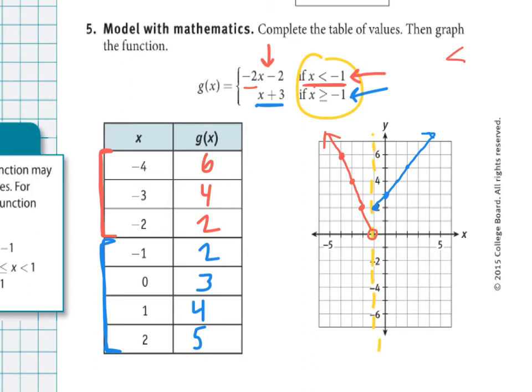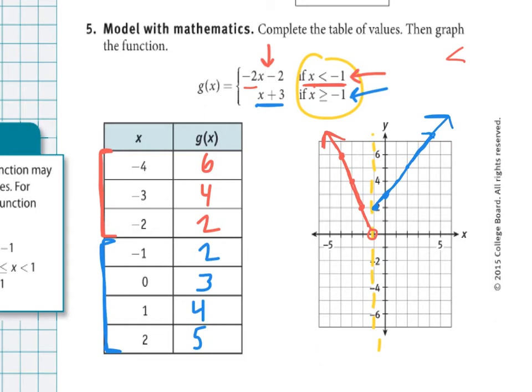In this example, like this graph, the blue piece is going to go on forever this way. Okay, the red piece was going to go on forever this way. So eventually it's going to go through all x values. Okay, it's going to go through all the positive ones on the right, all the negative ones. So the domain is all real numbers.